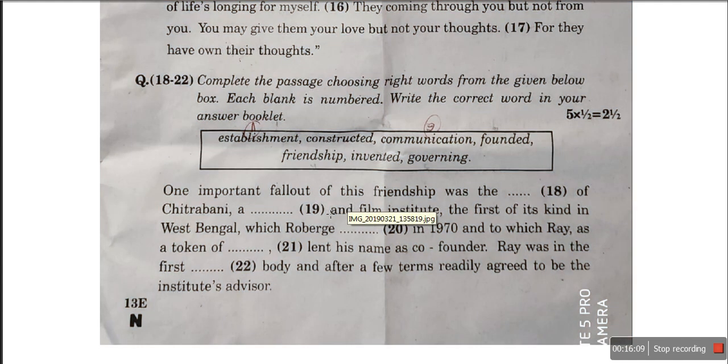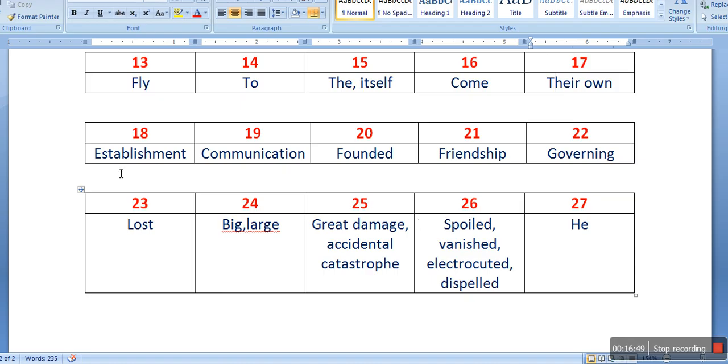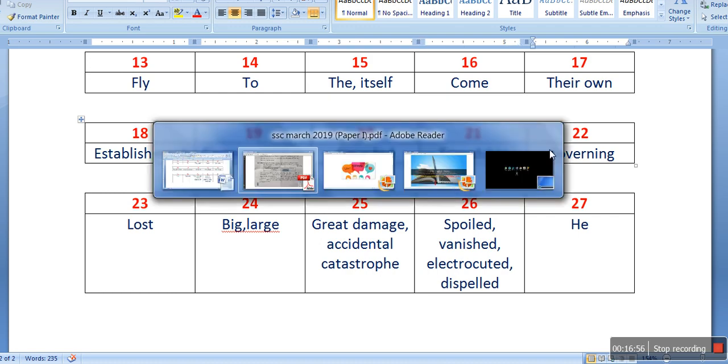A dash institute. What kind of institute is it? It is a communication and film institution. So the second answer is communication. And the third, Chitrabani was dash in the year 1970. It was founded in the year. So the third answer is founded. And next, Ray lent his name as a token of what here? As a token of friendship. So the 21st answer is friendship. And Ray was in the first dash of the body. Which body here? Governing body. So the 18th to 22nd answers are: establishment, communication, founded, friendship, and governing body.